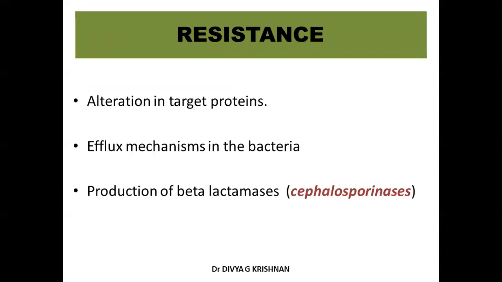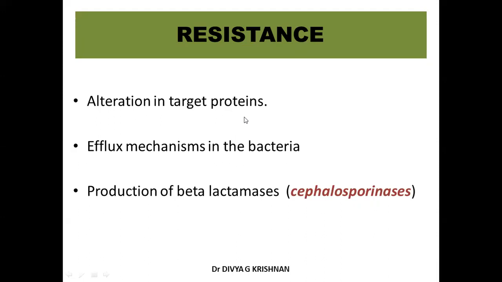The resistance to cephalosporins is because of the alteration in the target proteins. The target proteins are the penicillin binding proteins. Then some bacteria have developed efflux mechanisms, which cause the efflux of the cephalosporins. So when you give the cephalosporins to these bacteria, they will be effluxed out, and the drug will not be able to enter the bacteria, nor act on them.